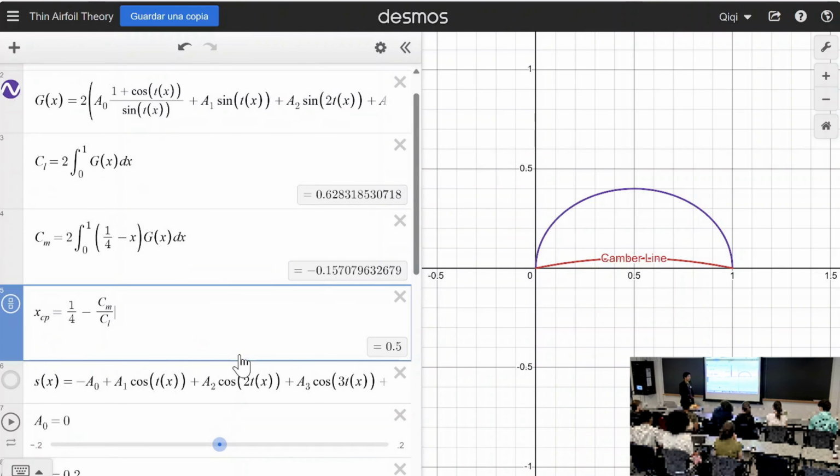Okay, so let's get back this afternoon and look at what happens if we use something more complex than thin airfoil theory to look at the aerodynamic performance of airfoils. All right.